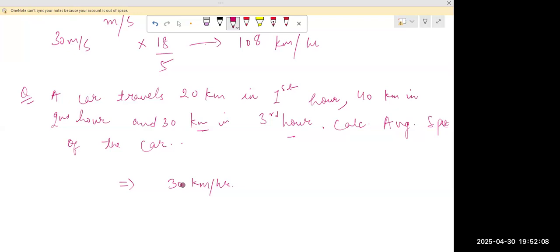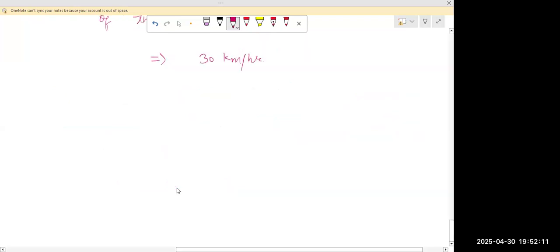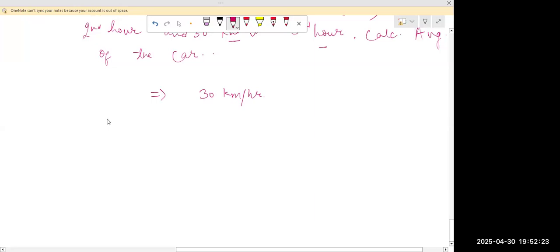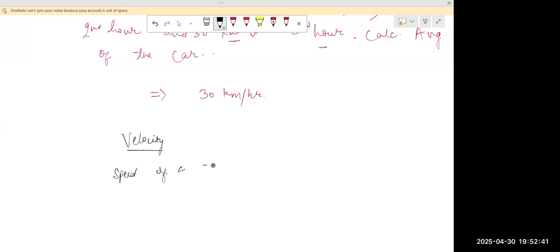So what will be the unit? Don't write it, just tell me. SI unit or just unit? Yes, SI unit. Meter per second. Very good. So let's write about velocity now. Speed in a given direction. Can I call it like that? Yeah. Speed of a body in a given direction.